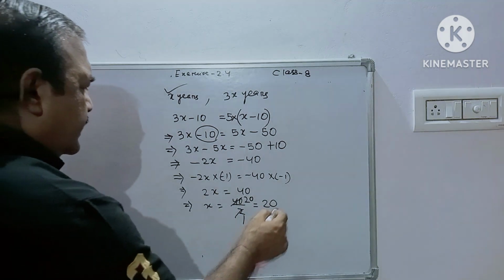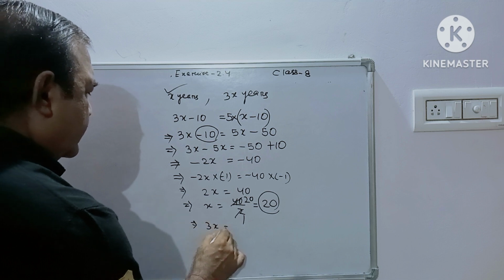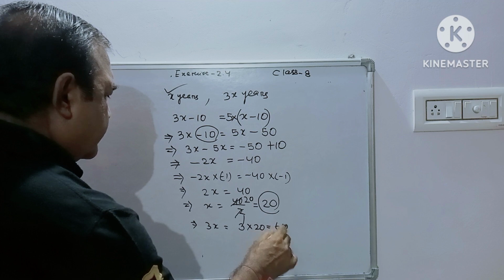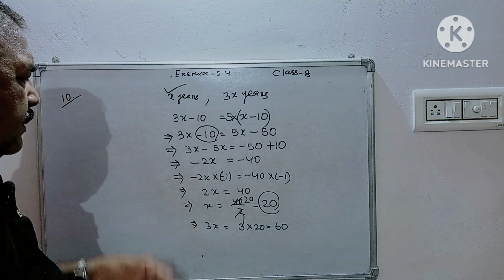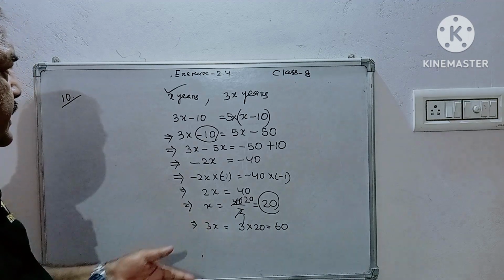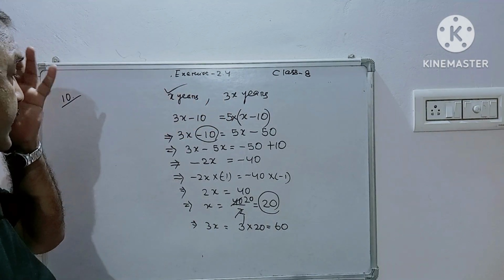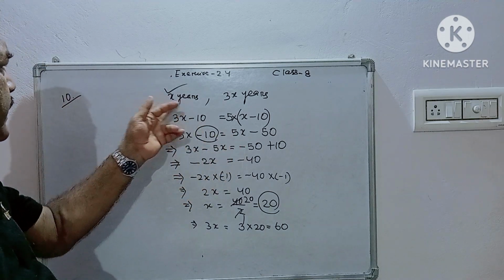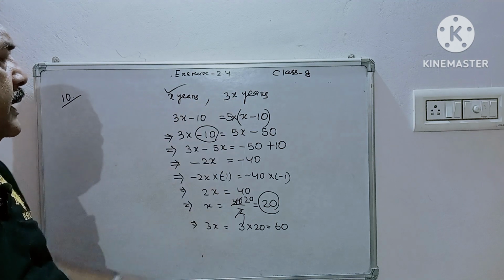So Aman's son's age is 20 years, and that implies what is 3x? That is 3 into 20. That is equal to 60. So Aman's present age is 60 years, and his son's is 20 years, and you multiply 3 by x years, that is 3x years, that is the present age of his father.